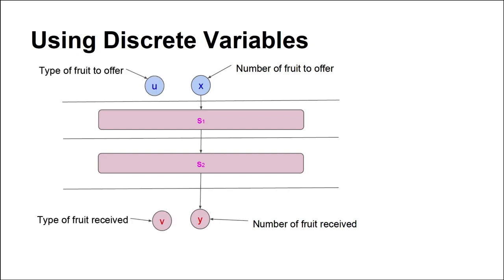And now we are going to add another variable, which is the type of fruit to offer. So basically, U here will define the type of fruit that will be offered by Abby, and V will define the type of fruit that will be given back. And let's say that U can be one of the fruits in that set. So it's either an apple, a banana, or a coconut, and V is also in the same set.